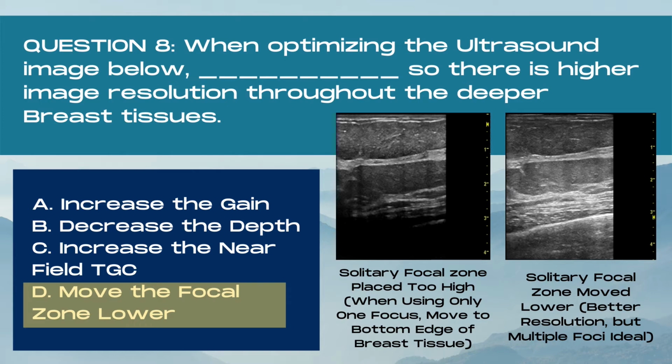So when it's necessary to use a solitary focal zone, it's important to move that focal zone to a level where it's at or below the area of interest, which in this case would be at or below the lower edge of the breast tissue or the pectoralis muscle. This will ensure a decrease in artifacts in the far field. Moving that solitary focal zone lower will result in better resolution than if it was higher in the image, but to truly spot subtle pathology in the breast, multiple focal zones should be used.